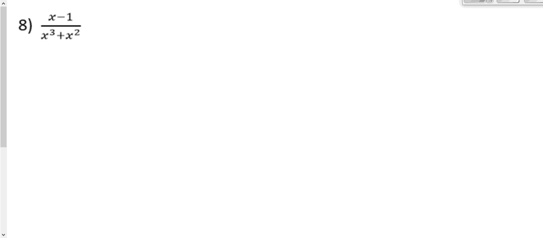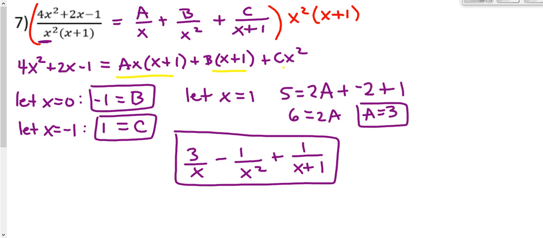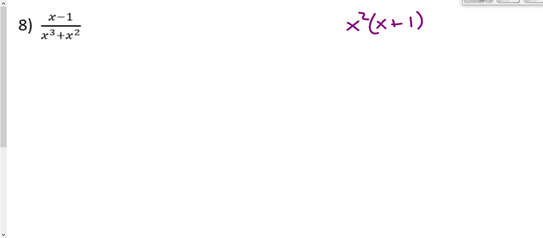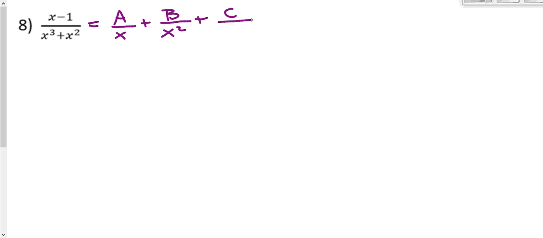All right, number 8. The denominator factors into x squared times x plus 1. So, is that what we just had? Well, that's handy. We have another x squared times x plus 1. We're getting good at this. Okay, so this is going to separate into a over x plus b over x squared plus c over x plus 1.